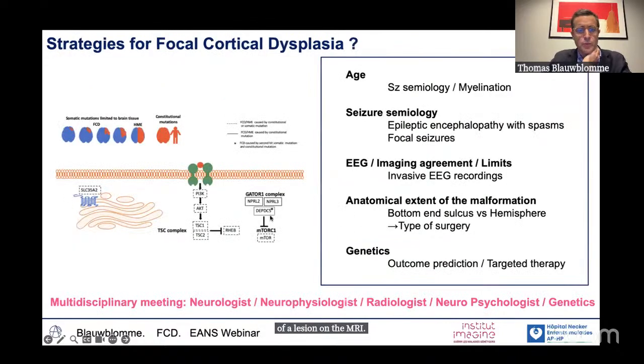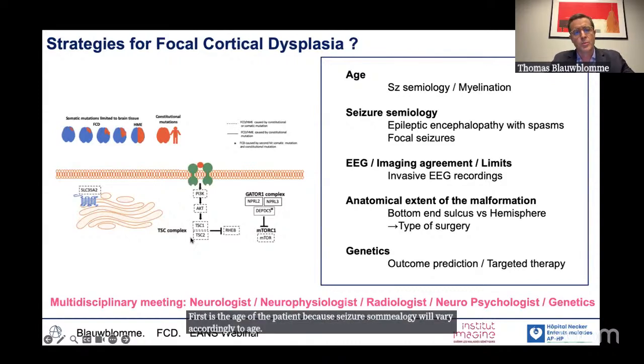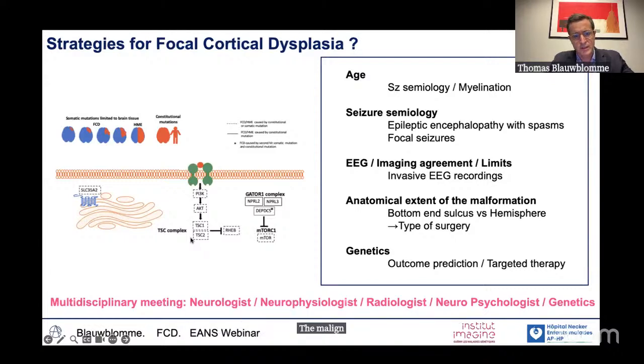So how can we improve these results? Can we have the good strategies to deal with patients with focal cortical dysplasia? I think for me, there are a couple of things that we need to take into account. First is the age of the patient, because seizure semiology will vary accordingly to age. The myelination of the cortex explains why seizure semiology can change according to age.